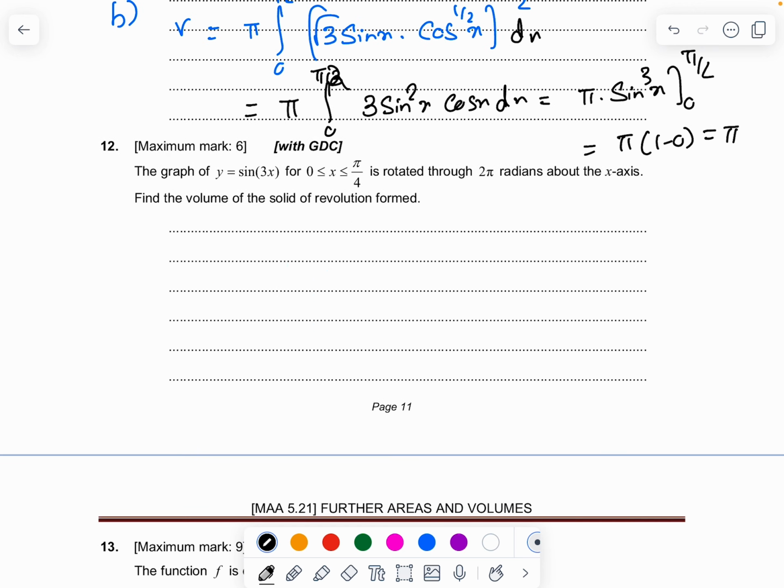Question number 12. Again find the volume. Volume equals pi integral 0 to pi by 4 of (sin 3x) whole square dx. Use the calculator, you should be able to get 1.50.